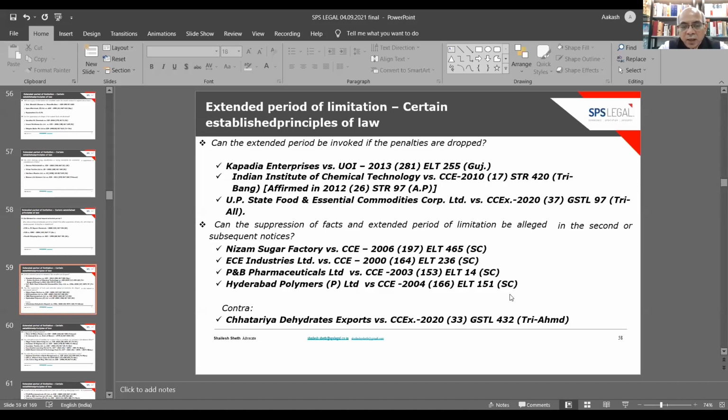Only in the Chhatriya Dehydrate case, a recent case, the Ahmedabad tribunal on the facts found that the party had deliberately suppressed or misdeclared certain facts, preventing the department from issuing the SOCOS notice for the subsequent period in time, and the charges of willful suppression were upheld in this case.